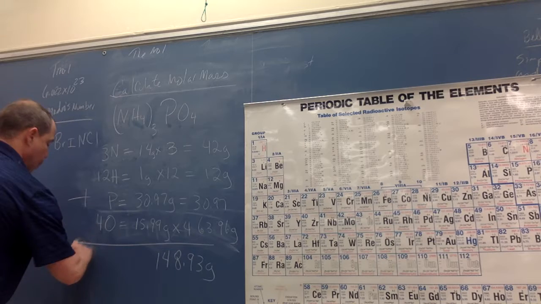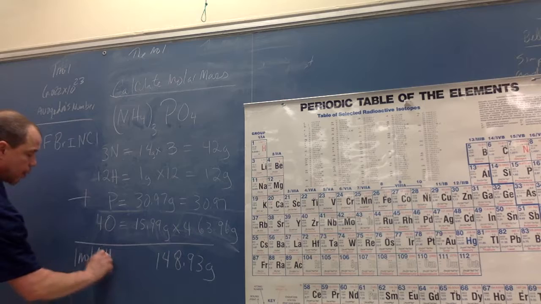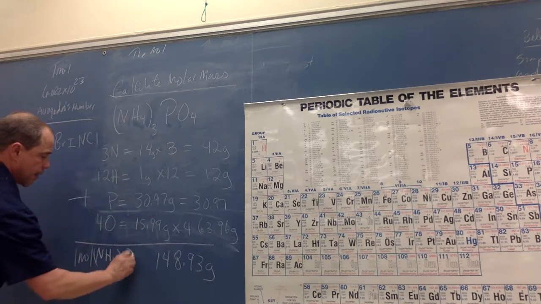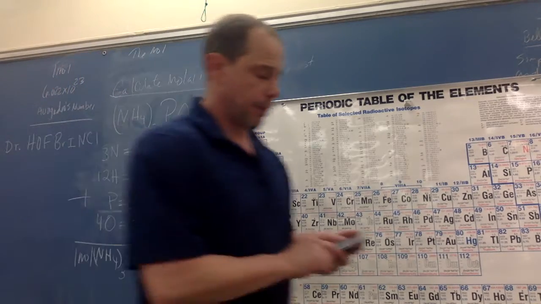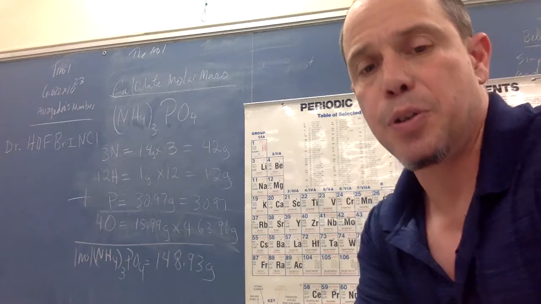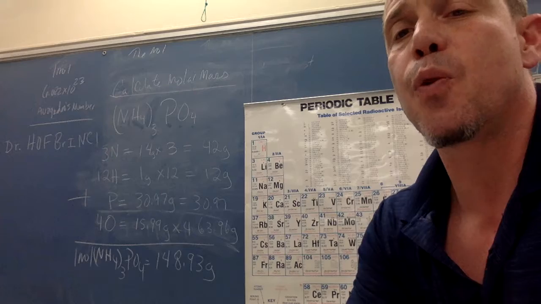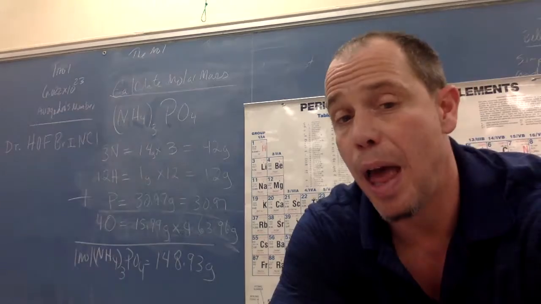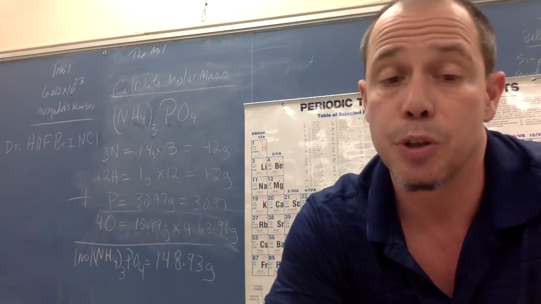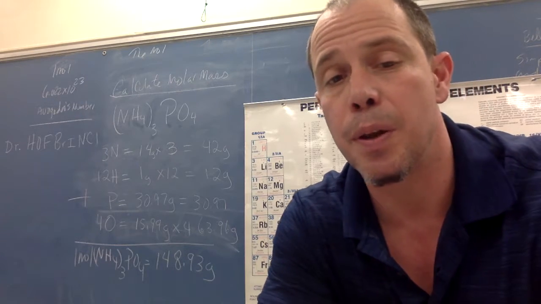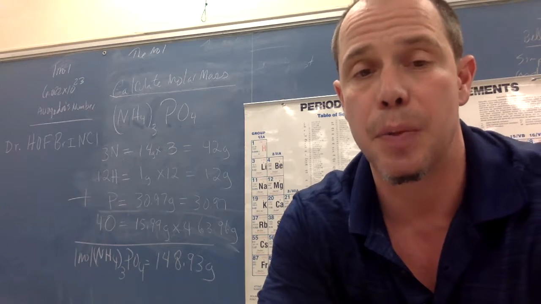So 1 mole of (NH4)3PO4, or ammonium phosphate, equals 148.93 grams. So that's the calculations you do to determine molar mass. You do the exact same thing for formula mass. I really don't have to show you how to do the formula mass if you can do the molar mass. Just look at them and be able to determine if you're calculating for formula mass or molar mass because you do the calculations exactly the same way.